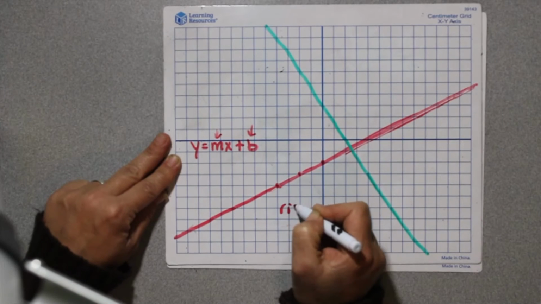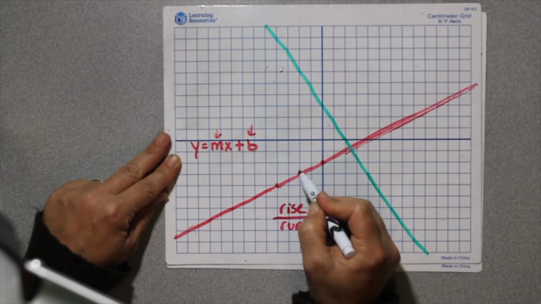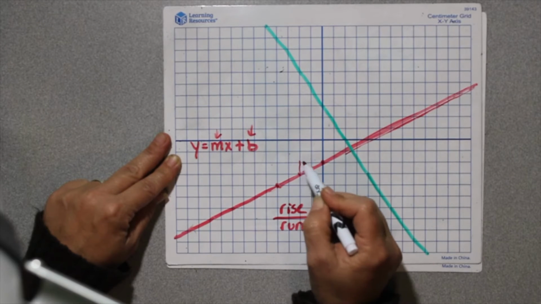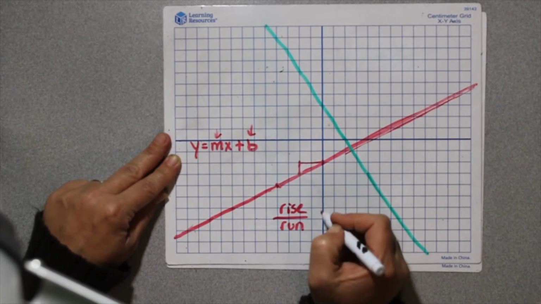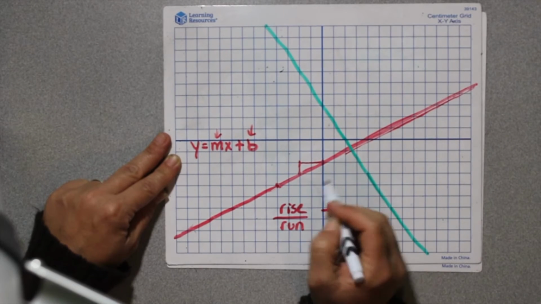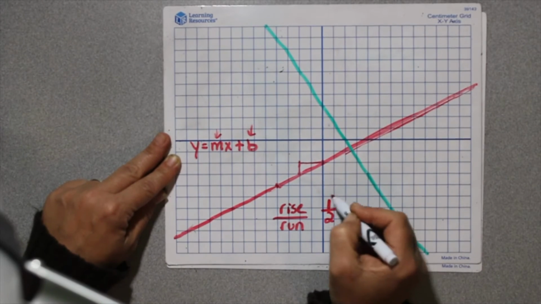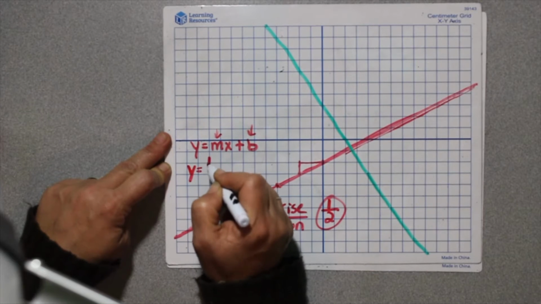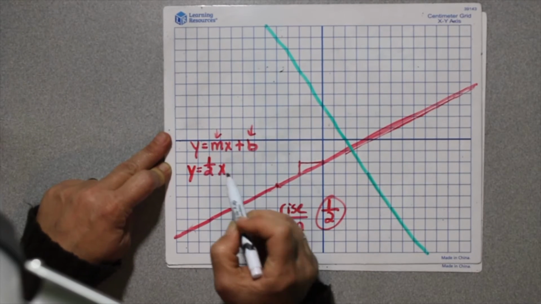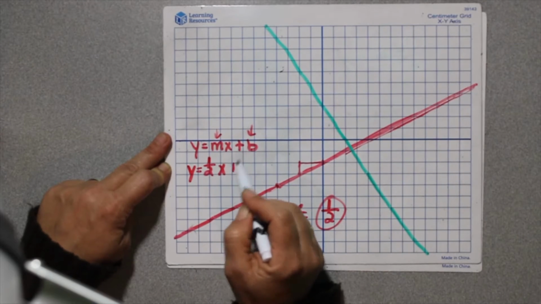Slope is rise over run. And our rise, we went up 1. So to travel from there to there, we had to go up 1 and over 2. So up 1 is our rise, over 2 is our run. So we know our slope is 1/2. So we can say y equals 1/2 x. We replaced m with 1/2, our slope, plus b.